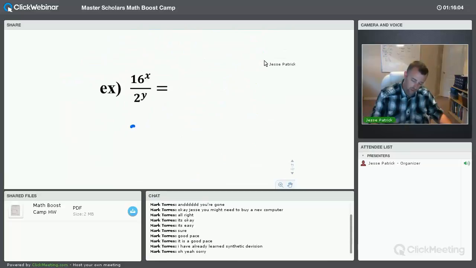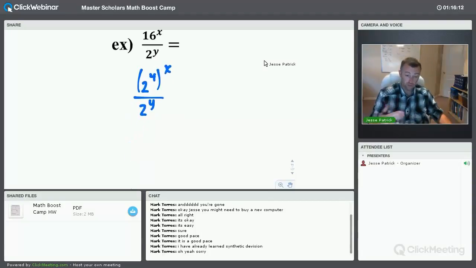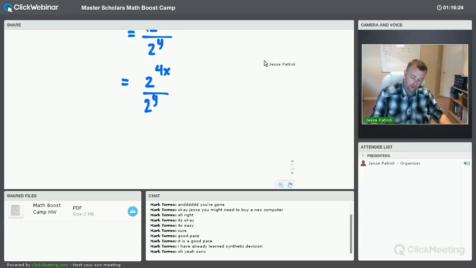So in this one, I have 16. That's 2 to the 4th power. That's 2 to the 4th raised to the x. We want to get the bases the same before we can apply that exponent rule, which means I got to use some other exponent rules to get that to work. So this is a power to the power, so I'm going to multiply. I have 2 to the 4x divided by 2 to the y.